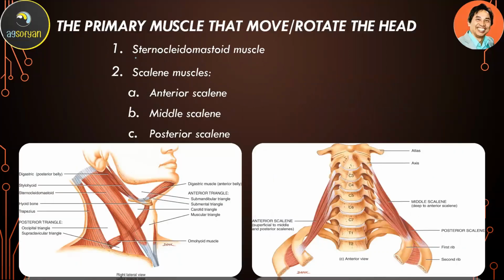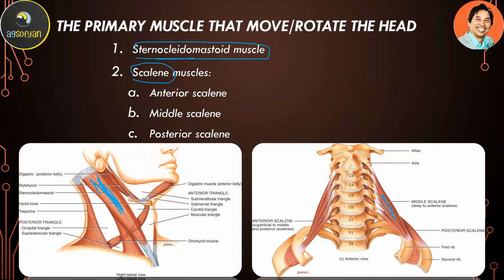Now this is important over here, the sternocleidomastoid muscle. This is the big muscle on the neck that moves our head. The movement of the head is possible because of this sternocleidomastoid muscle. There are also some muscles that help and stabilize that movement. It's called the scalene muscle.